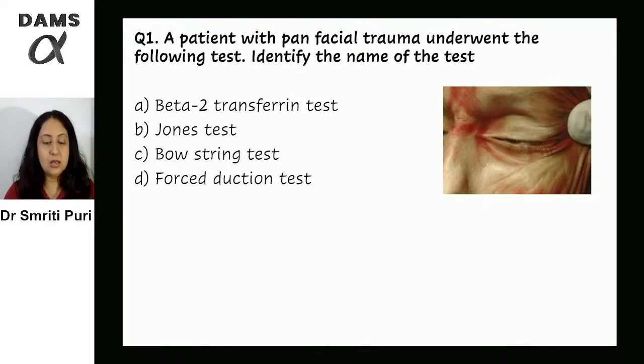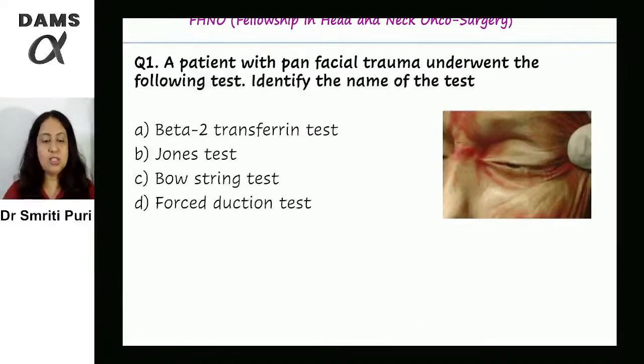Good evening, HS. Okay, so starting off with question number 1, a patient with panfacial trauma underwent the following test. Identify the name of the test. Your options are A, beta 2 transferrin test, B, Jones test, C, bowstring test, D, forced duction test. So here is an image that is given. Identify the image and let me know what should be the answer here, and then we'll discuss.